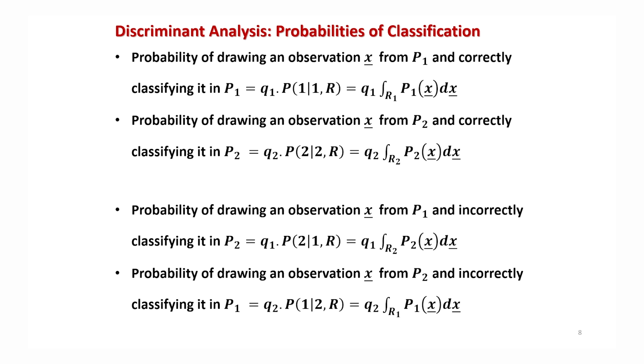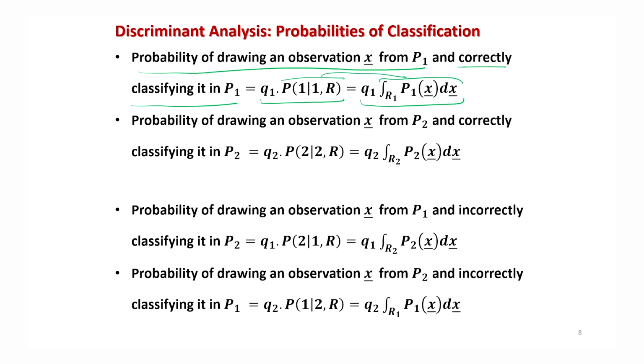So, we have here 4 different types of probabilities which are based on these 2 correct classifications and 2 incorrect classifications. They are like this: the probability of drawing an observation x from P1 and correctly classifying it into P1, that can be written as Q1 into P1 given 1 R, and this can be computed here like this. I simply have just substituted this P11 R here.